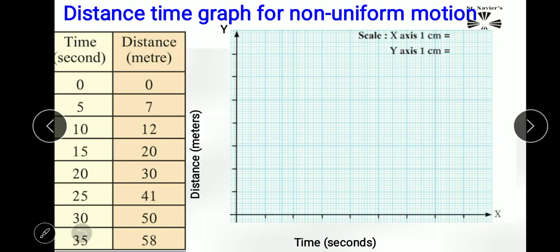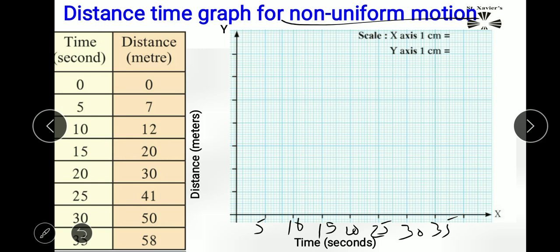In the next one, non-uniform motion, we'll do the same thing. Here, when you see the x and y axes, the points are not plotted, so we have to write the points on our own. So our time, let us take 5, 10, 15, 20, 25, 30, 35, and so on, students. So this is our time axis.